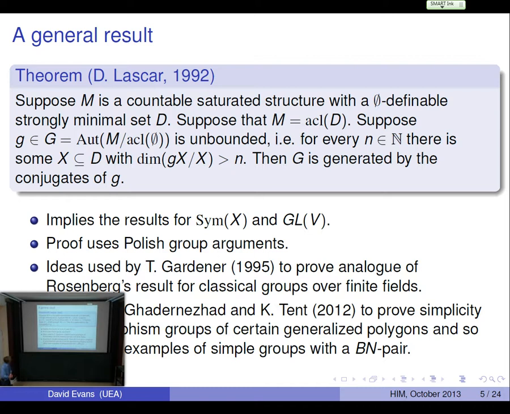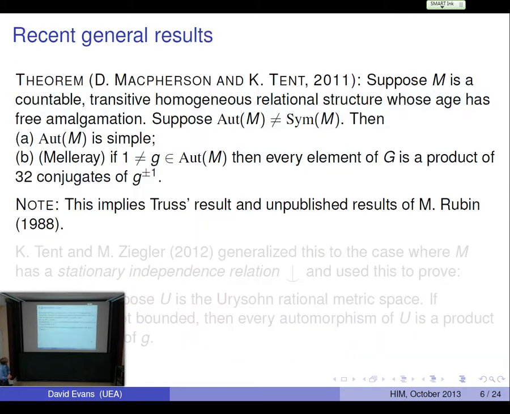Okay, so let me talk about things which perhaps don't mention so much model theoretic terminology. A couple of years ago, Macpherson and Tent, I think based on, or from looking at Lachlan and Tallgren's result, and certainly using some of the same ideas, proved the following. So suppose you've got a countable, transitive, homogeneous relational structure whose age has free amalgamation.